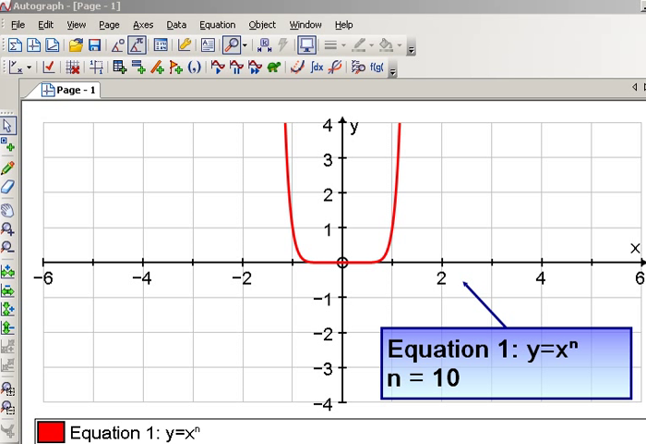The graphs for x to the power of an even number have this shape here, this U-shaped curve, which is symmetrical about the y-axis, and those which have a power that's odd have this shape, and this has some rotational symmetry about the origin.